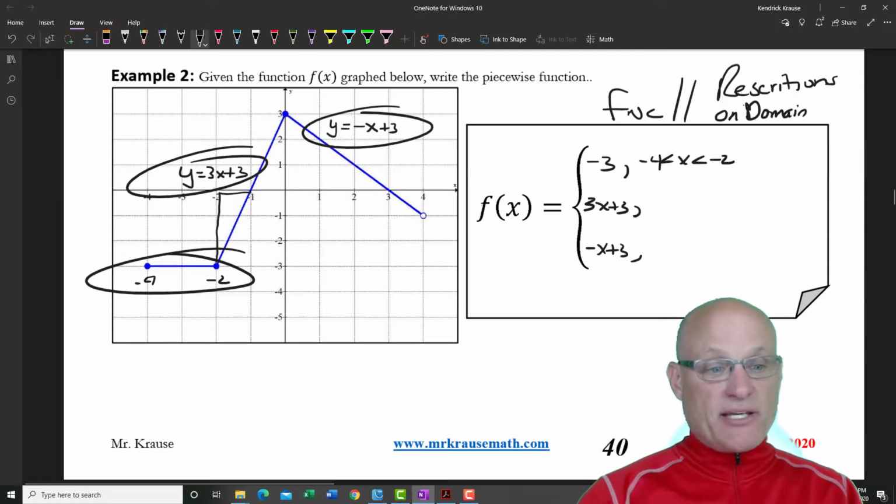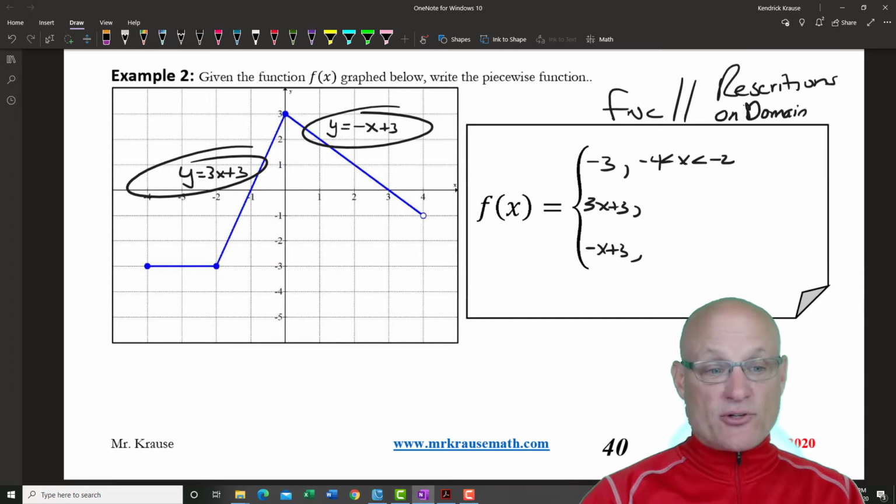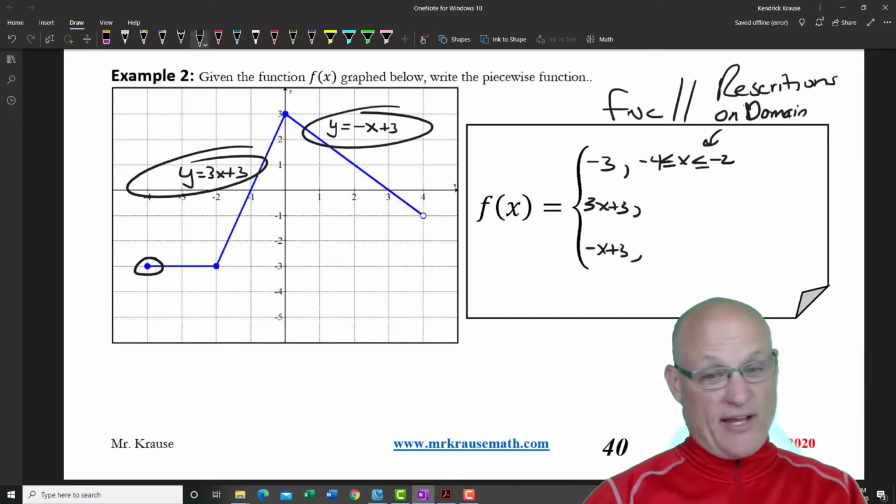Now, you got to be careful. Notice that these are solid circles, correct? So I need to put a less than or equal for this one, and a less than or equal for this one. Now, you're going to find out you didn't necessarily have to put a less than or equal for that. I'll explain that in a second.